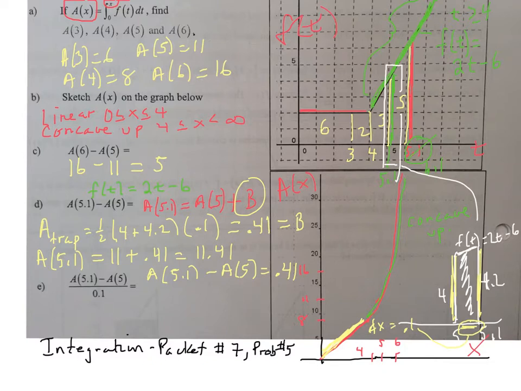In part E, they ask us to take the value that we found in D and divide it by 1/10. And that's going to move our decimal point over to 4.1.